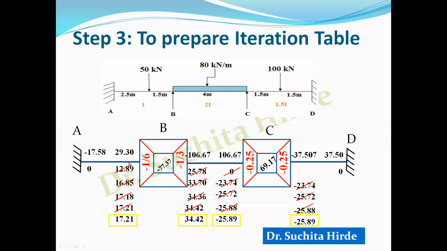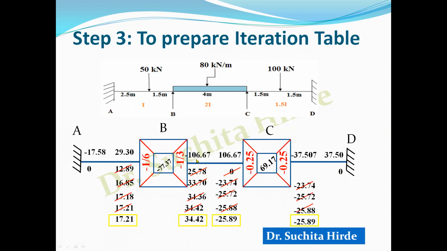So if you want to calculate MBA, now for BA member, this is near end and this is far end. So 2 times rotation contribution at near end plus rotation contribution at far end plus fixed end moment, you will get final moment. If you want to calculate MBC, for BC, this is near end and this is far end. So 2 times rotation contribution at near end plus rotation contribution at far end plus fixed end moment of that joint, you will get final moment MBC.